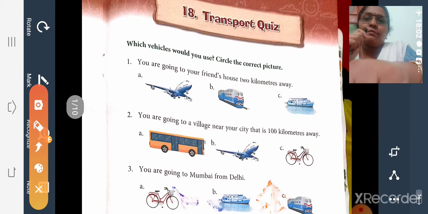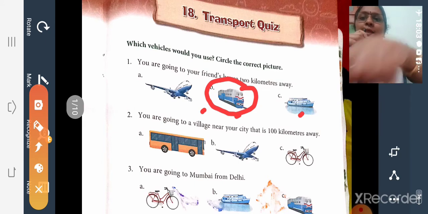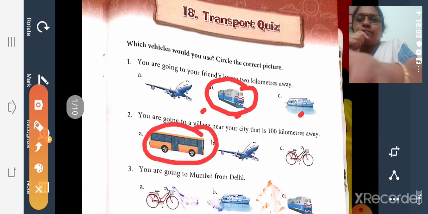Okay, so first one, question number one, you are going to your friend's house 2 kilometers away. So suppose you are going to your friend's house, that is 2 kilometers away from your city. Okay, so which vehicle would you use? So here 3 vehicles are given: aeroplane, train and ship. Which one will we use? Okay, we'll use train, isn't it? Then, second question, you are going to a village near your city, that is 100 kilometers away. Which vehicle would you use? Suppose you are going to a village that is 100 kilometers away from your city. Which vehicle would you use? We'll use bus, isn't it?